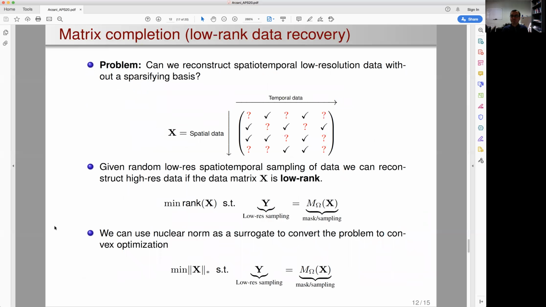Okay, so the final class of problems I want to talk about are matrix completion or low-rank data recovery. So the problem here is different.